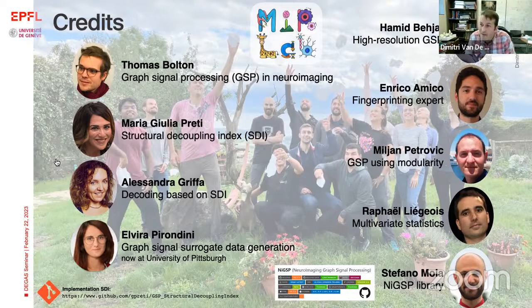There is actually Enrico Amico in the team, who's our fingerprinting expert, and he already has some results where he's showing this idea, but not using SDI, but another type of measure, still to do fingerprinting. And he's showing the influence of mild cognitive impairment as the first onset to Alzheimer's disease, for instance. Yeah, that's very interesting.